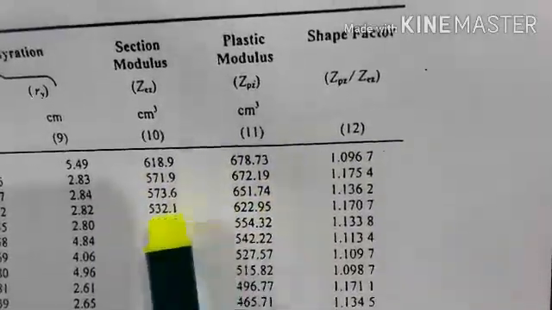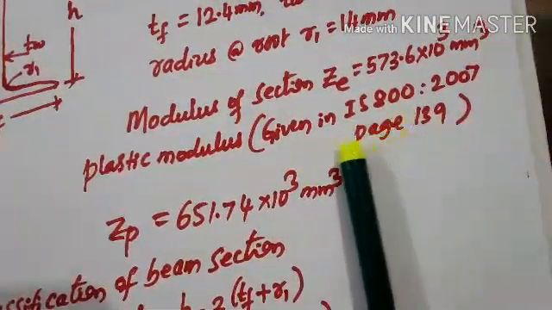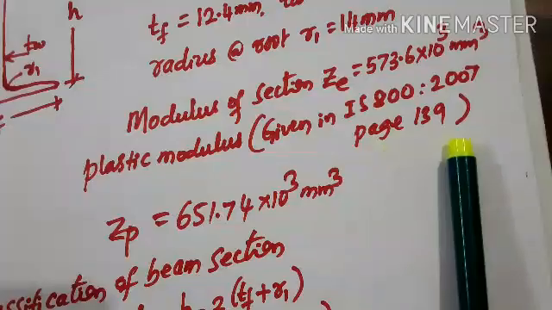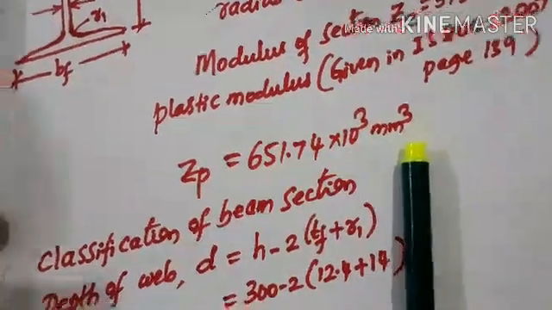So it is given in IS 800 2007. Refer to IS 800 2007 page number 139 and you will get this plastic section modulus. It is 651.74 into 10 raised to 3 millimeter cube.